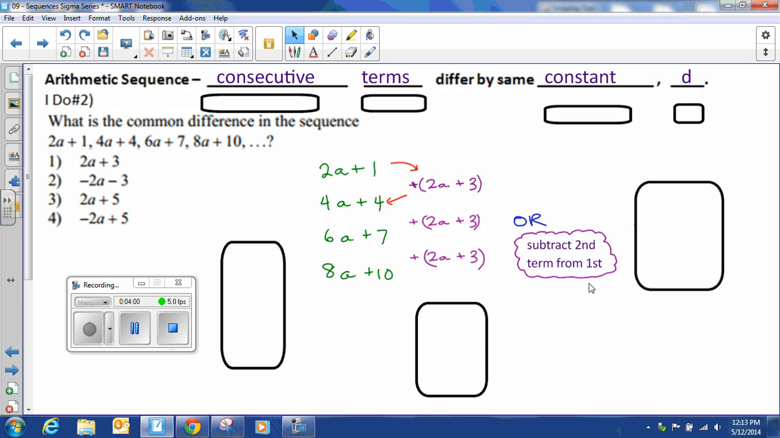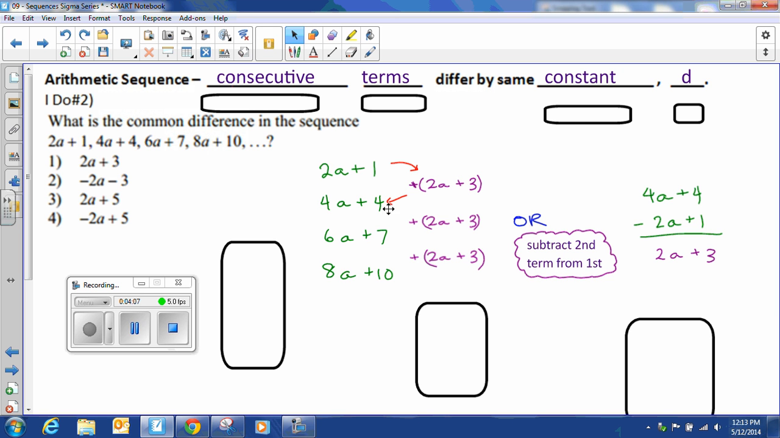Another way you can find this is to basically subtract the first term from the second term. And as you can see, 4a plus 4 minus 2a plus 1, make sure we put this in parentheses, so we distribute the negative, gives us the same common difference. And of course, if you subtract the second from the third and the third from the fourth, it should always give you 2a plus 3.